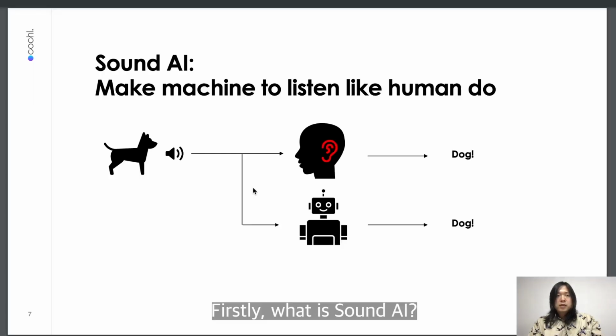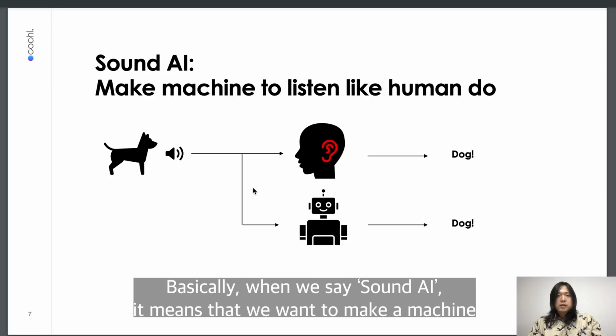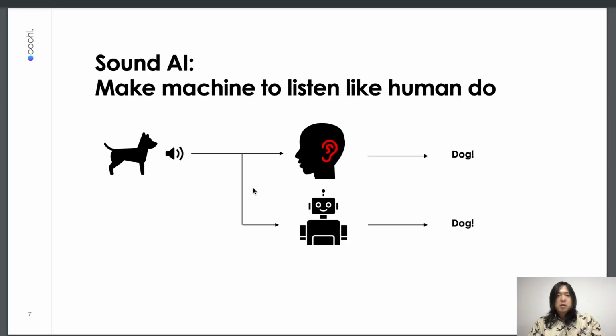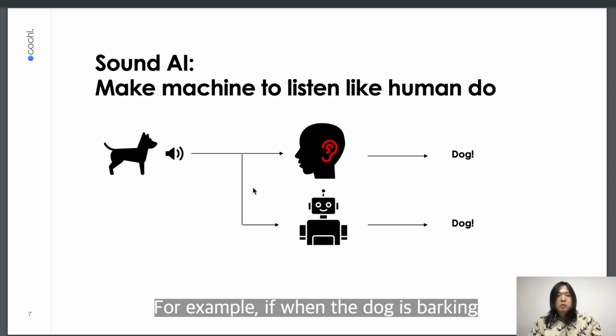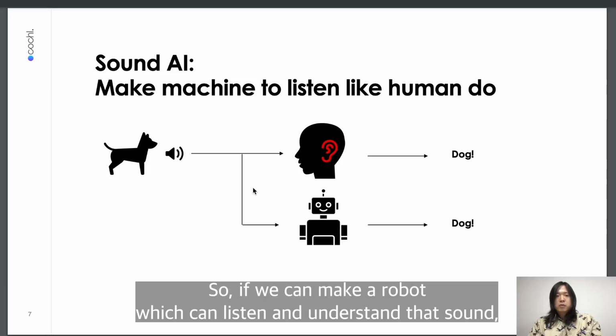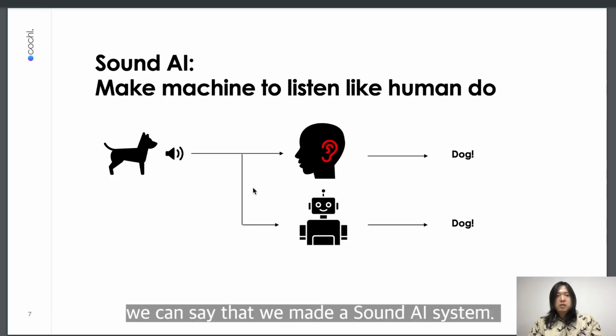So first, what is sound AI? Basically, when we say sound AI, it means that we want to make a machine which can listen to sound like a human is listening. For example, when a dog is barking, we can hear that sound by using our ears and we can recognize this is a dog barking sound. So if we can make robots which can listen and understand that sound, we can say that we made a sound AI system.